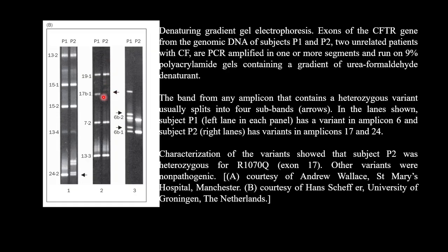And in exon 17, similarly for the 24th exon, you can see in patient number P2 it has the variant of exon number 24. So that is how you can easily identify which mutation this patient has and which mutation that patient has.